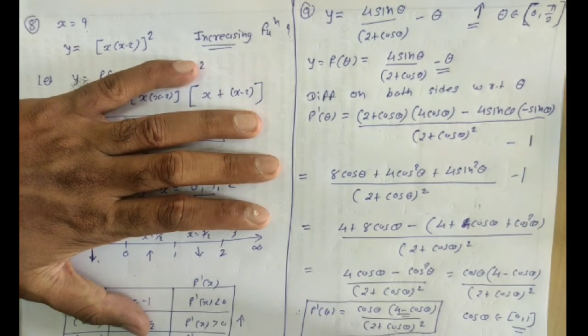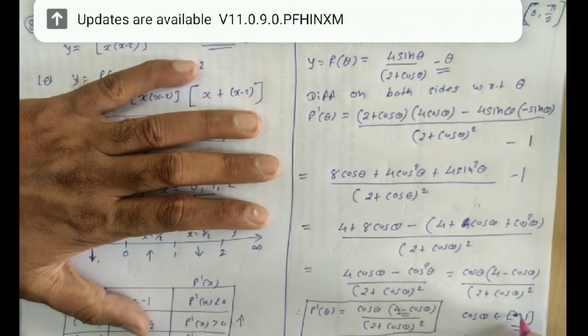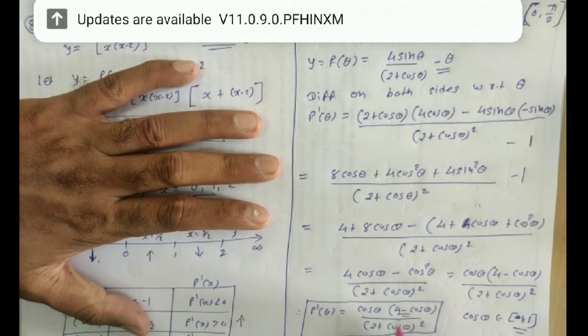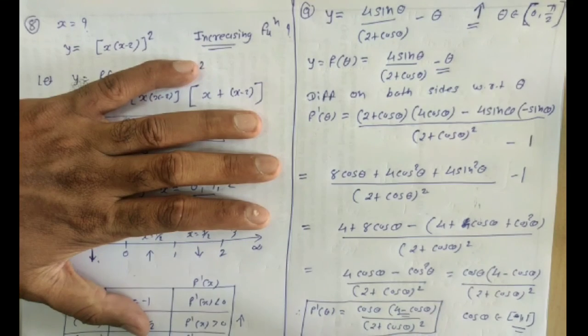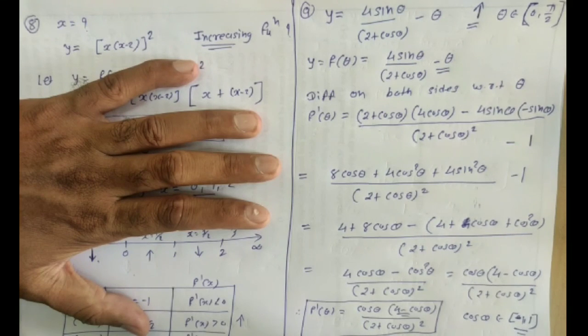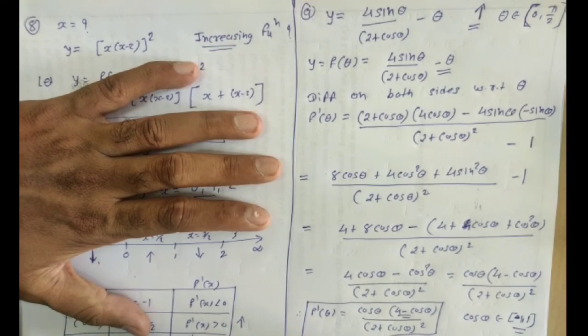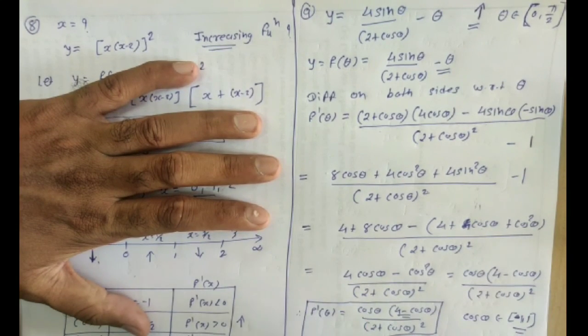So cos theta will be positive, taking the range as minus 1 to 1. Cos theta will be positive in two quadrants only. Which two quadrants? It is positive in the first quadrant as well as in the fourth quadrant, with 0 to pi by 2, pi, 3 pi by 2, and 2 pi. So for these two quadrants, theta belongs to 0 to pi by 2, and theta belongs to 3 pi by 2 to 2 pi. For theta belonging to these two intervals, our cos theta will be greater than 0.